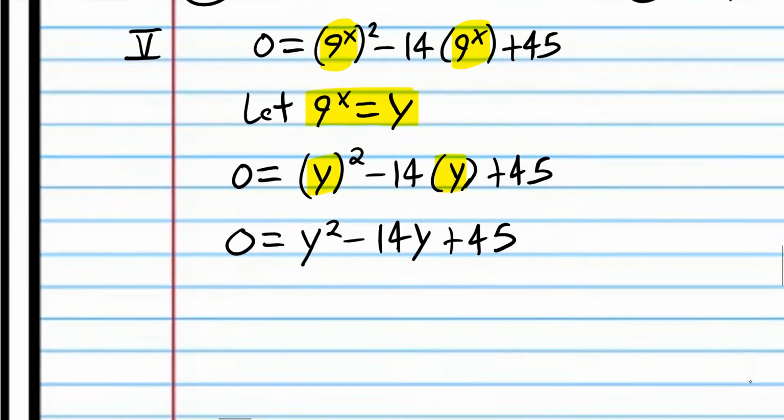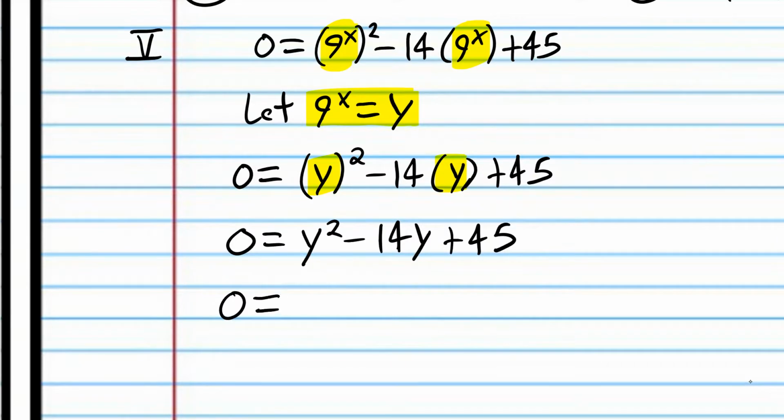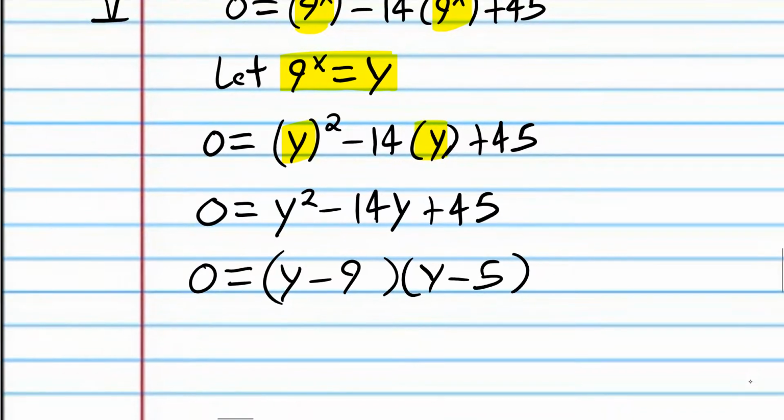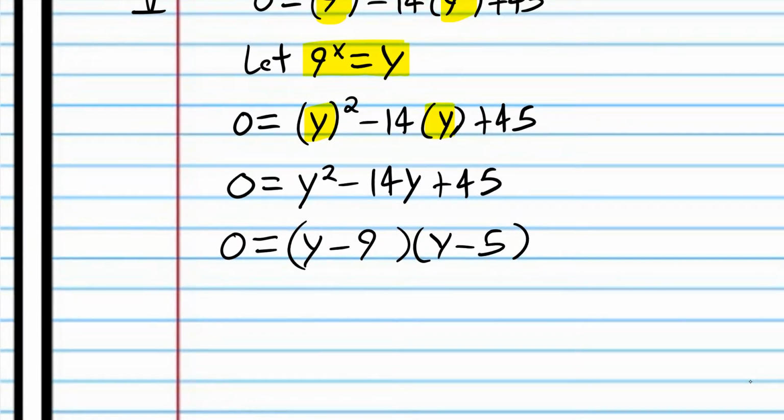And now we see we have a quadratic equation, and we can solve this quadratic equation by factoring. And what two numbers multiply to 45 and add up to negative 14? That's negative 5, negative 9. So now that tells us that y is equal to 9 or y is equal to 5.